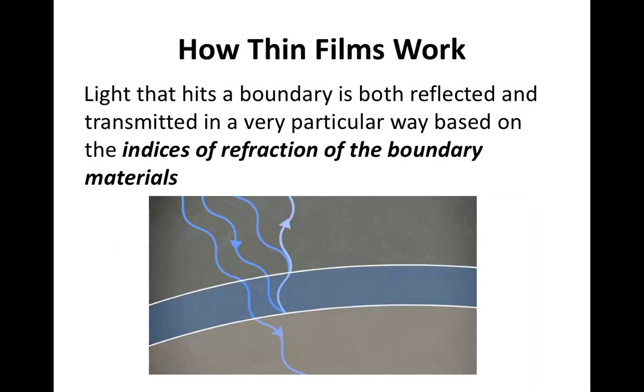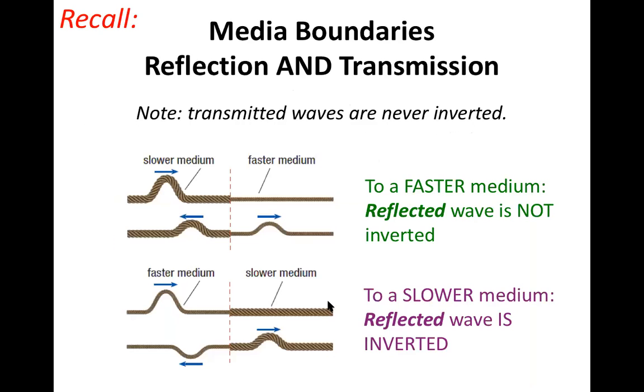Light that hits a boundary is both reflected and transmitted in a very particular way based on the indices of refraction of the boundary materials. The way that there is reflection and transmission depends on comparing the indices of refraction, not reflection. So here is light hitting a boundary, and you have some light that bounces back and some light that goes through.